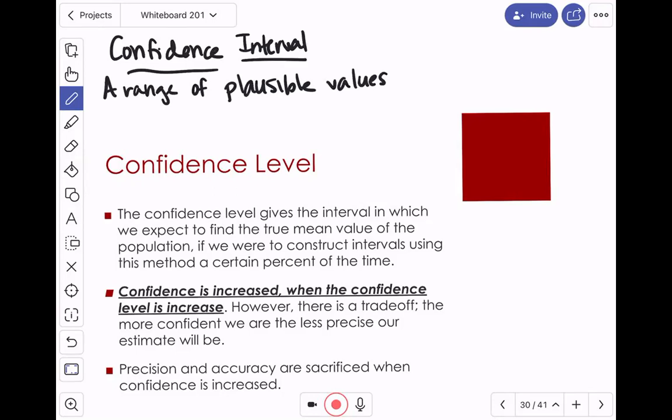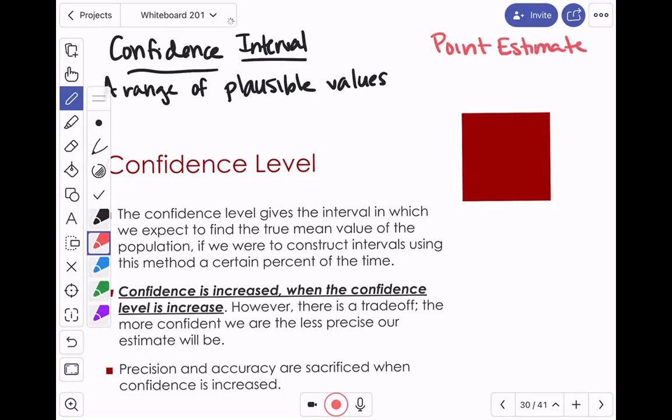Everything we focused on so far has been what we call a point estimate. And a point estimate is a single value. When we say single value, we really mean a single guess, or it's a statistic.